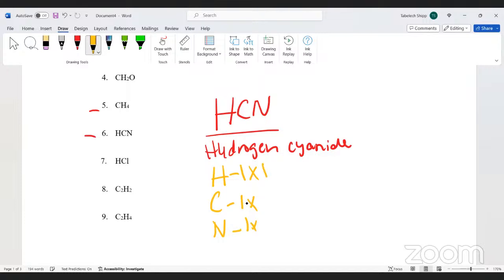Hydrogen has 1 valence electron because it is in group 1. Carbon has 4 valence electrons because it's in group 14. And nitrogen has 5 valence electrons because it's in group 15. Again, you're going to add these numbers up, and so you get 10 valence electrons.